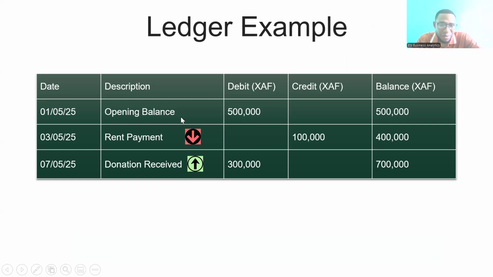Okay. Opening balance, I had 500,000. Then credit, nothing actually came in. So I'm left with that. And the next day I paid my rent. So something went out, right? Something went out. So I gave money maybe to my landlord. So I credited my landlord. So what happens? 400,000 is left.